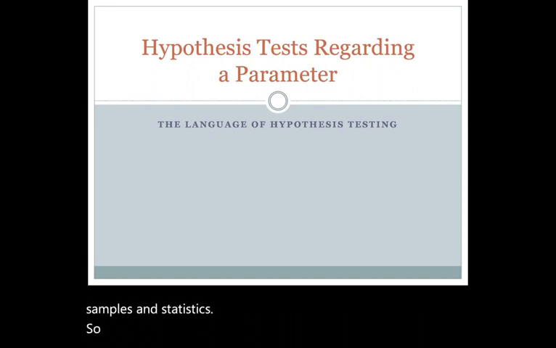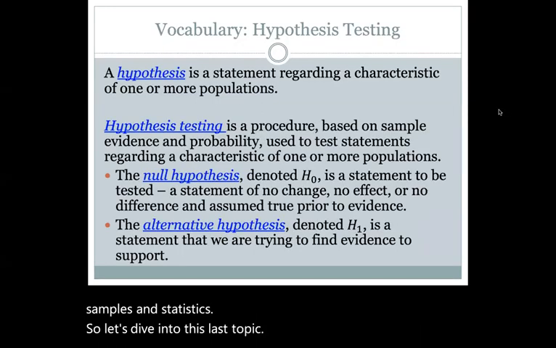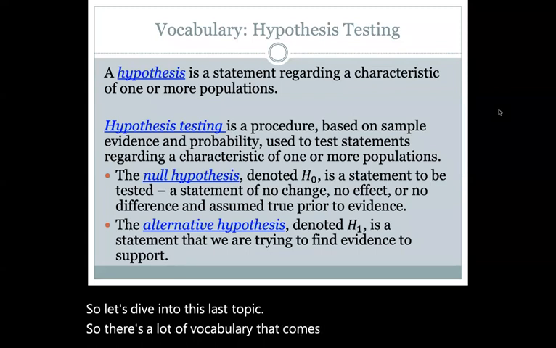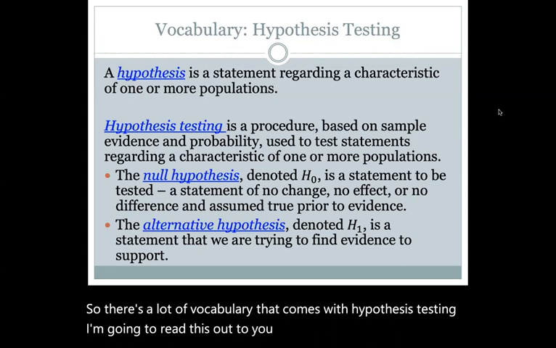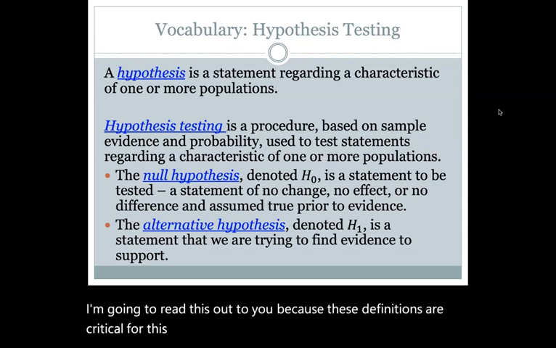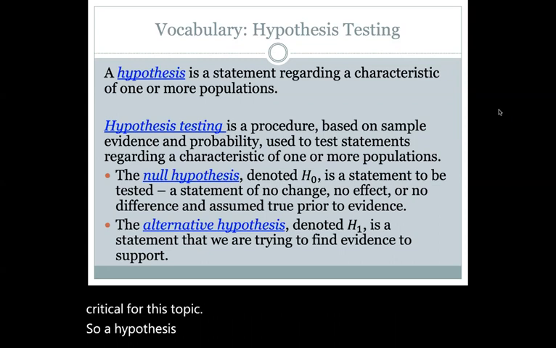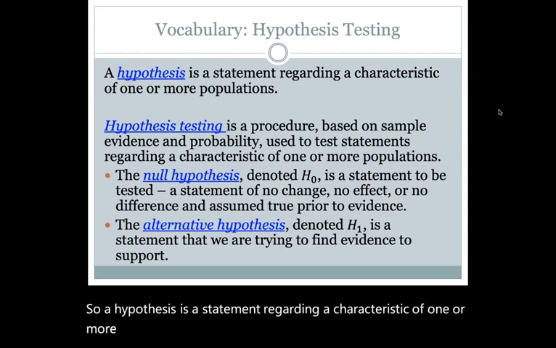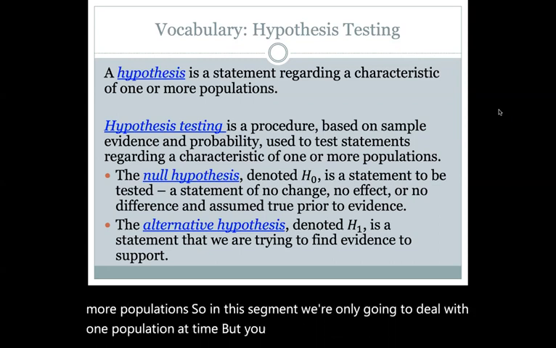So let's dive into this last topic. There's a lot of vocabulary that comes with hypothesis testing. I'm going to read this out to you because these definitions are critical for this topic. A hypothesis is a statement regarding a characteristic of one or more populations. In this segment, we're only going to deal with one population at a time, but you can also run a hypothesis test that compares two populations.